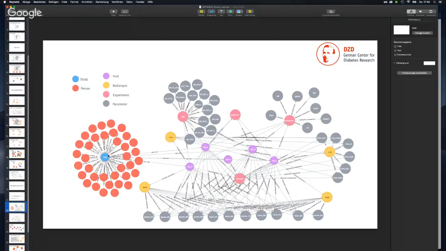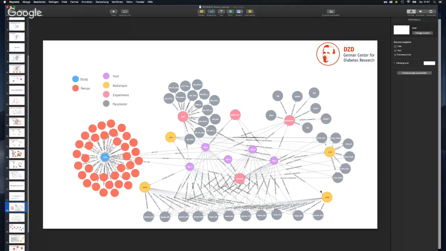We have our clinical study PLIS here, and we have different patients in red that you can see. These patients go to a specific visit here in purple. In these visits, we have different experiments that are sometimes repeated. For example, they go to an MRI, magnetic resonance imaging, or they are measured in terms of their height, weight, or how old they are.